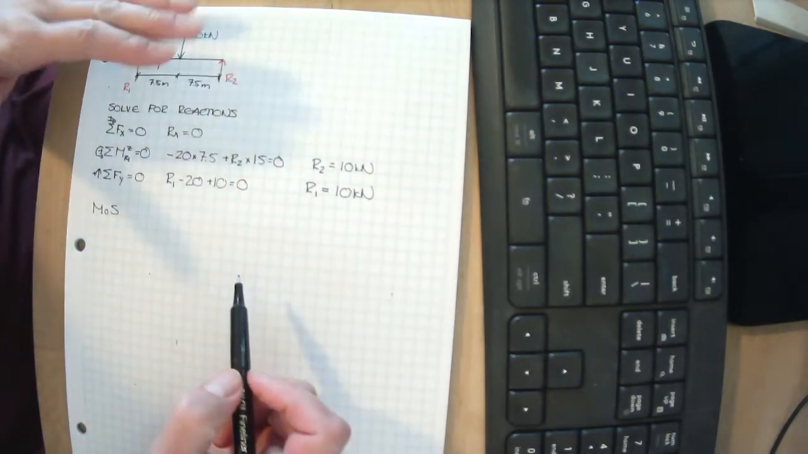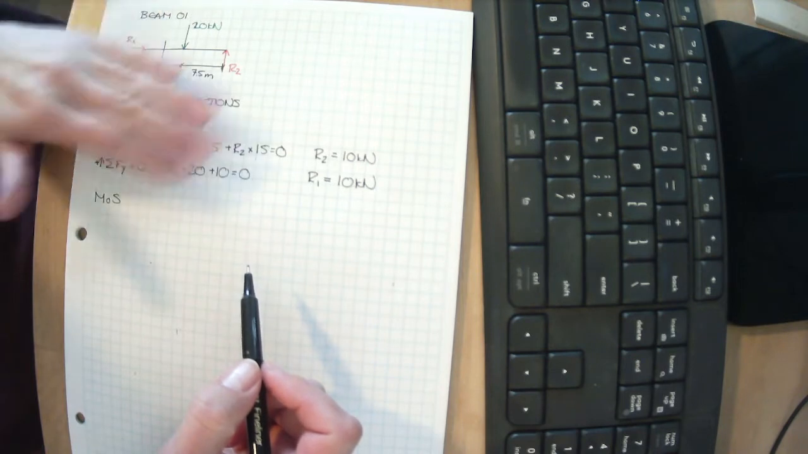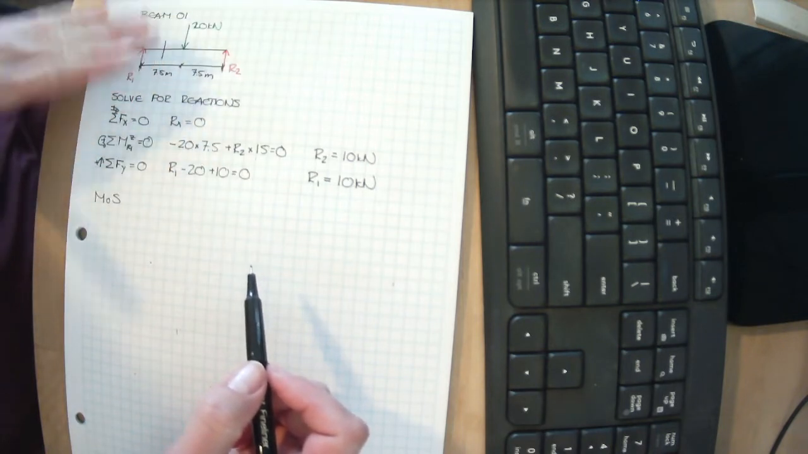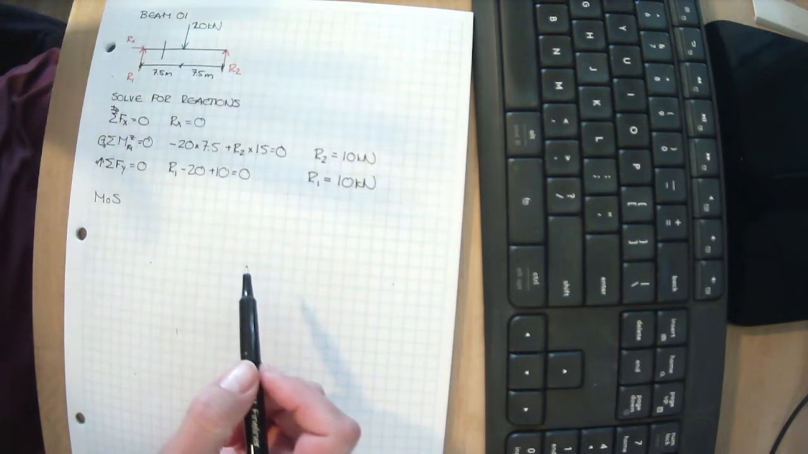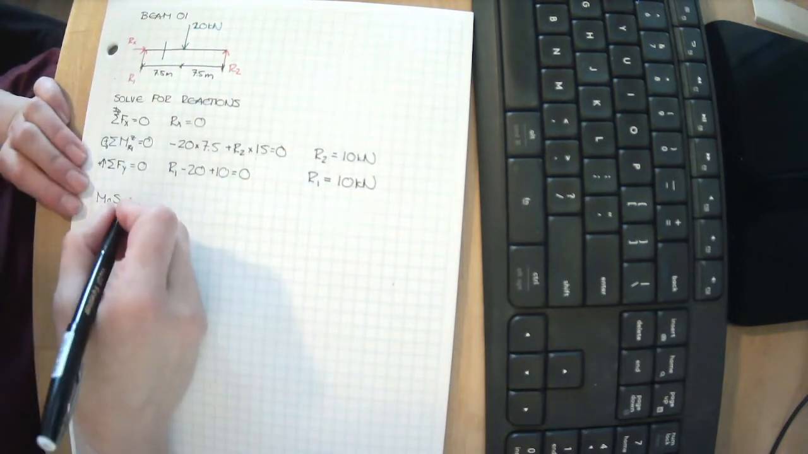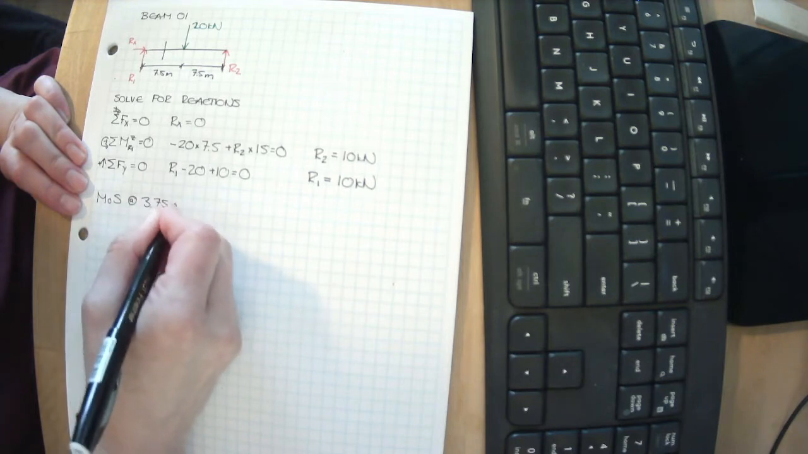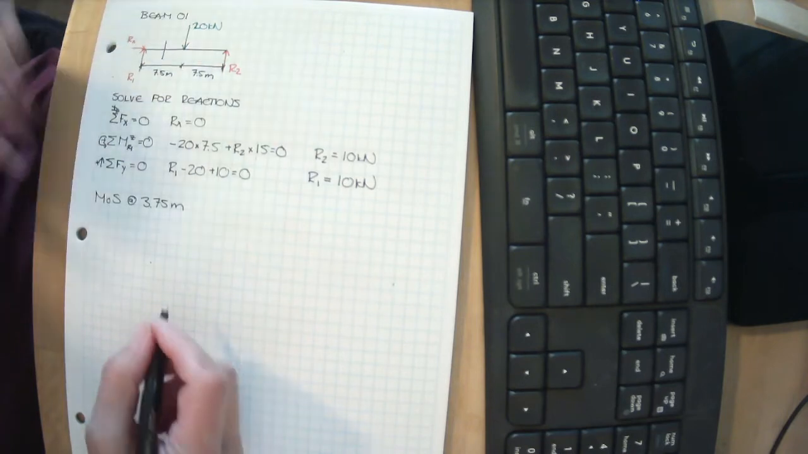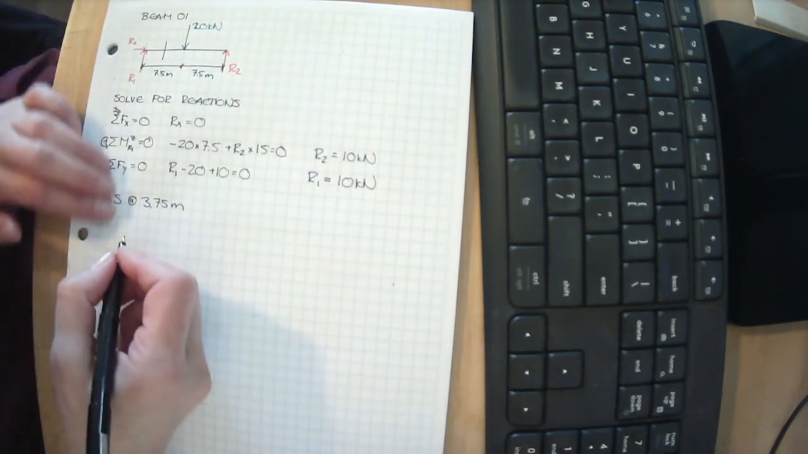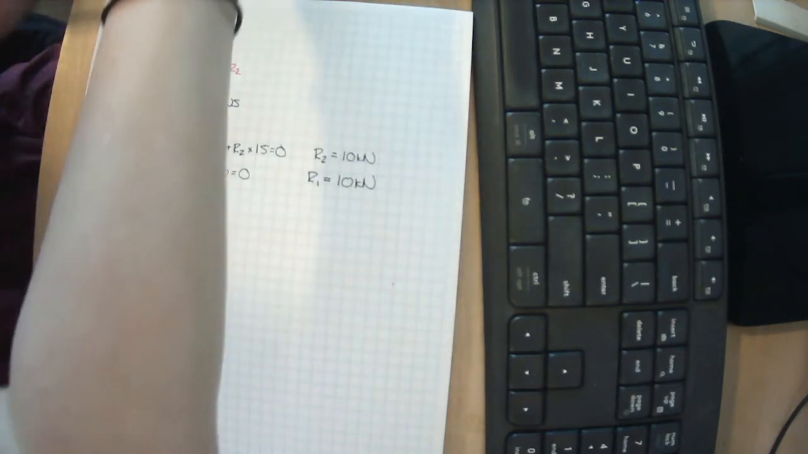We're going to start to simplify this a little bit. In fact, eventually I'm going to do this with no numbers, and we're going to go through and solve this without numbers. That's what we're going to do next. But first, let's do method of sections at 3.75 meters. So we're going to say at this point right here, let's do a cut. So I've got a cut right there.